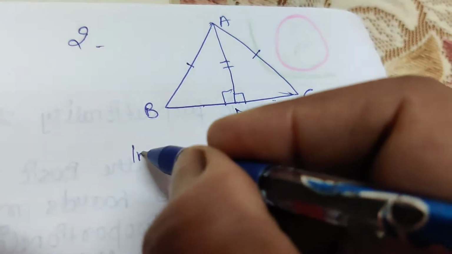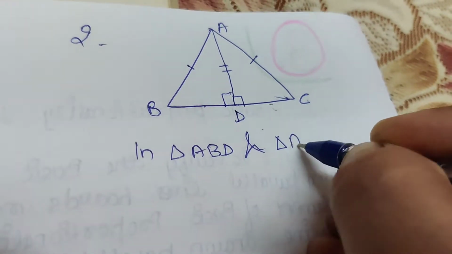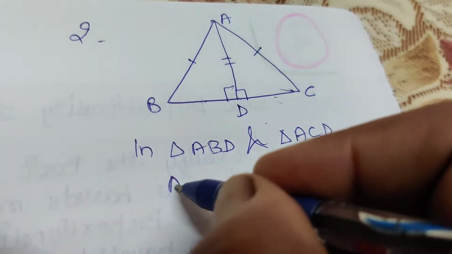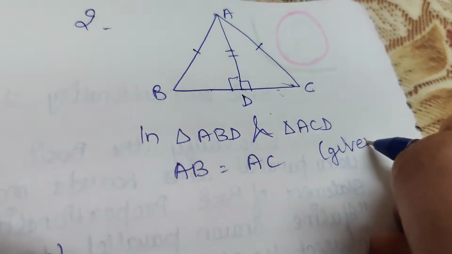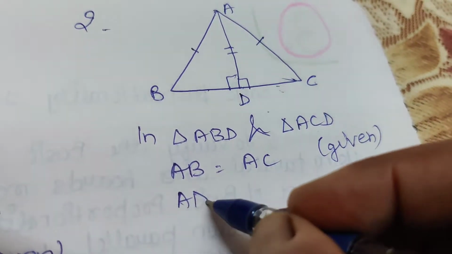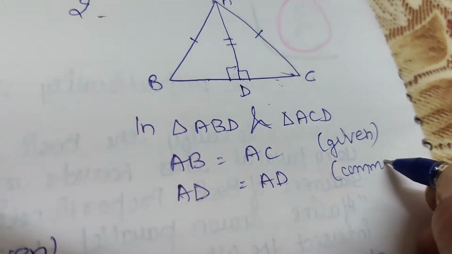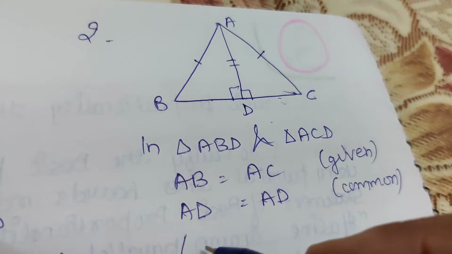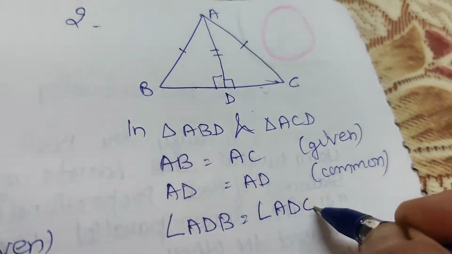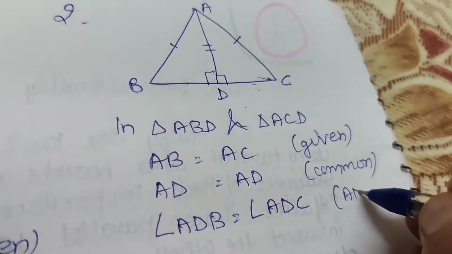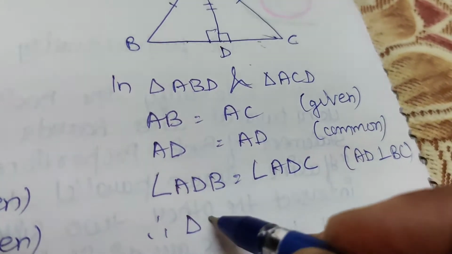In triangle ABD and triangle ACD, AB equal to AC, given. AD equal to AD, common. And third, angle ADB equal to angle ADC. AD is perpendicular on BC, it means 90 degrees.